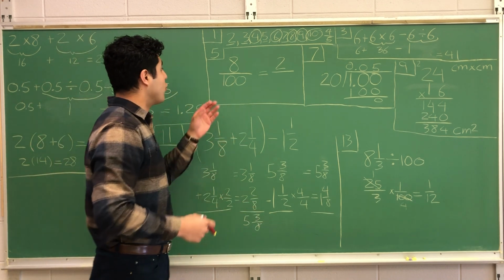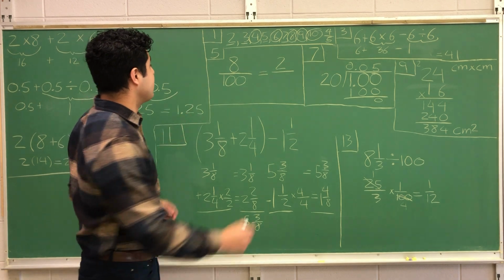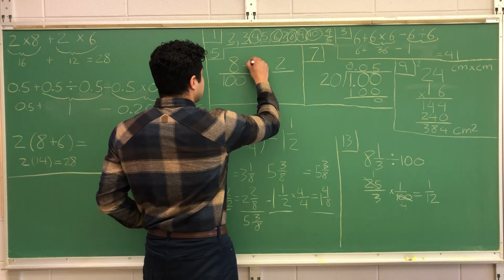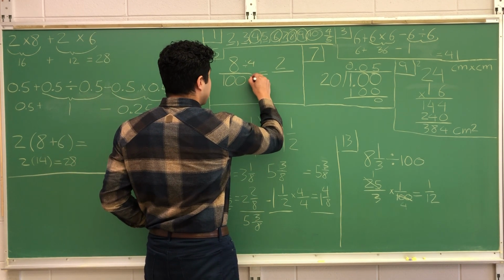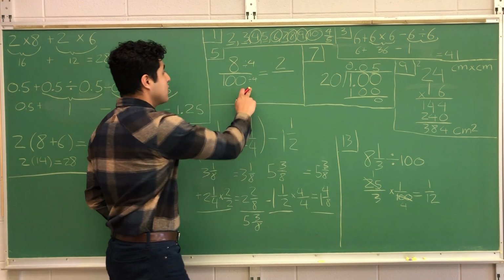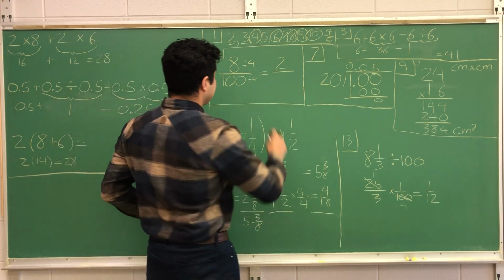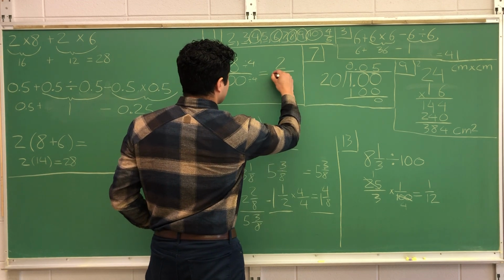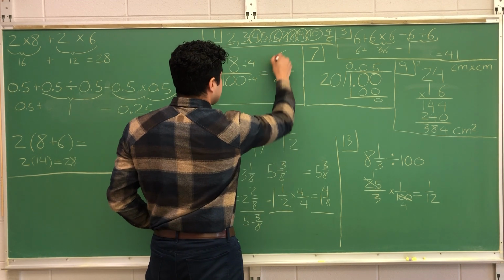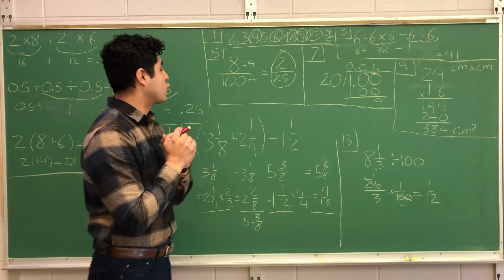So I see what number goes evenly into both of these. I see that 4 goes evenly into both of them. So I'm going to divide both the numerator and the denominator by 4. 8 divided by 4 is 2. 100 divided by 4 is 25. So your final answer would be 2 over 25.